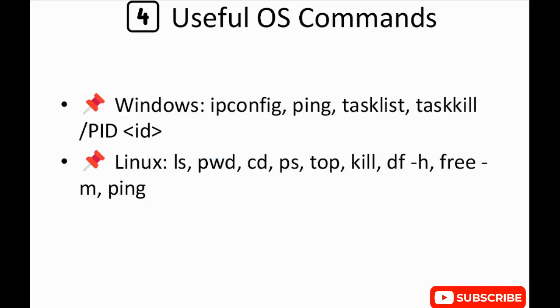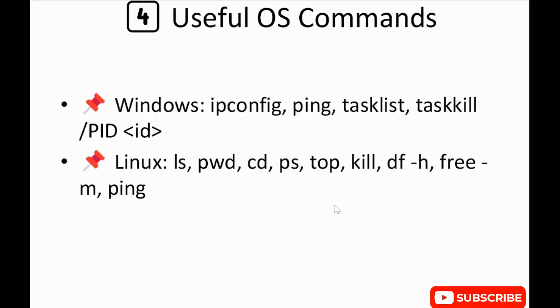PWD is used for the present working directory, meaning the directory you are currently working in. CD is used to change the directory. Suppose you want to change from one directory to another, you can use the CD command. PS is the process status, as I discussed earlier. If you want to check the status of a process, you can use PS.